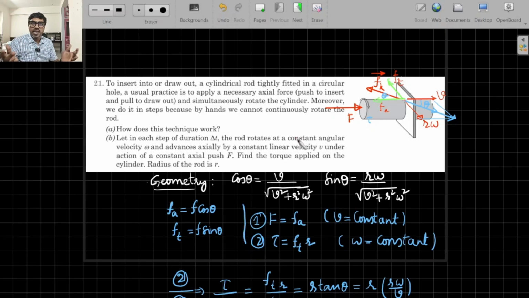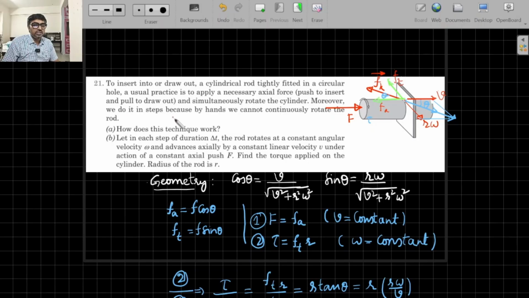So this generally happens. Let's say there is a cardboard and we are going to push the rod into it, tightly fitting. We don't simply push it directly; automatically, intuitively we rotate and then push it, rotate and then push it, simultaneously rotation as well as pushing. That's how we can do it in a much easier way. That's what the question is talking about.